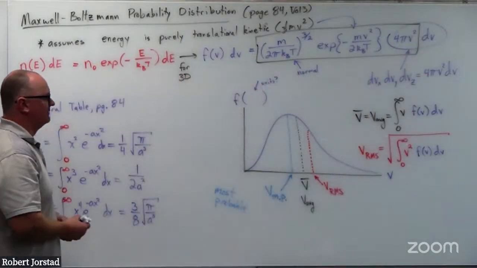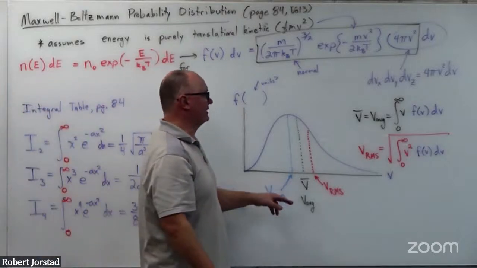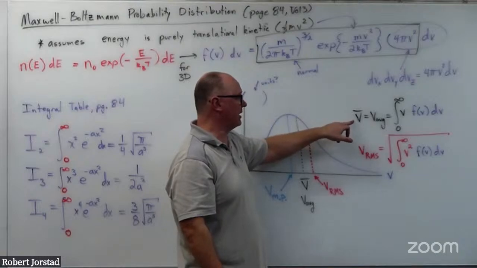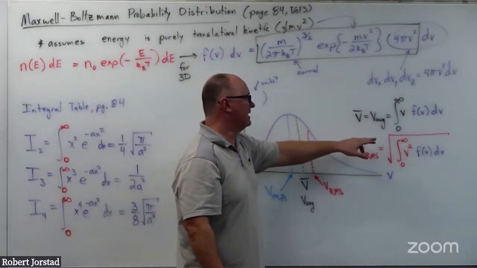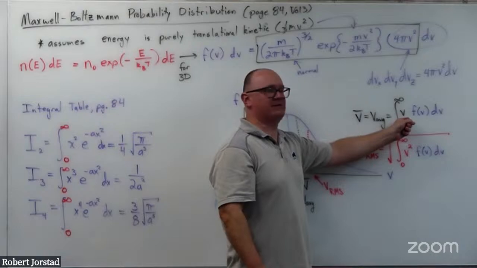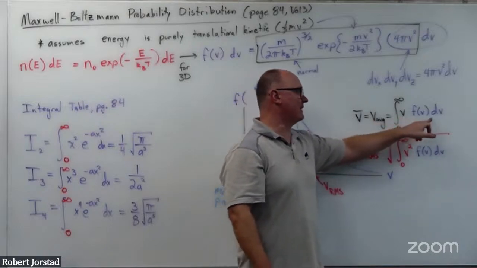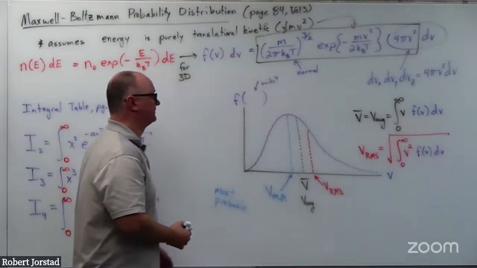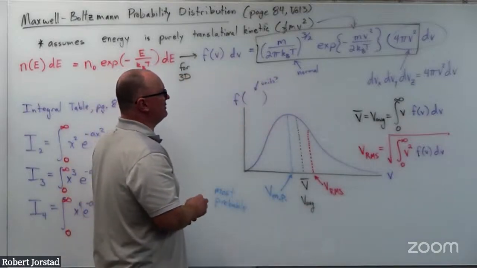Okay, v average, as I was mentioning earlier, v average or v bar, as you'll hear it called, is equal to the expectation value of v. So you plug in v, and now this is your new density function.